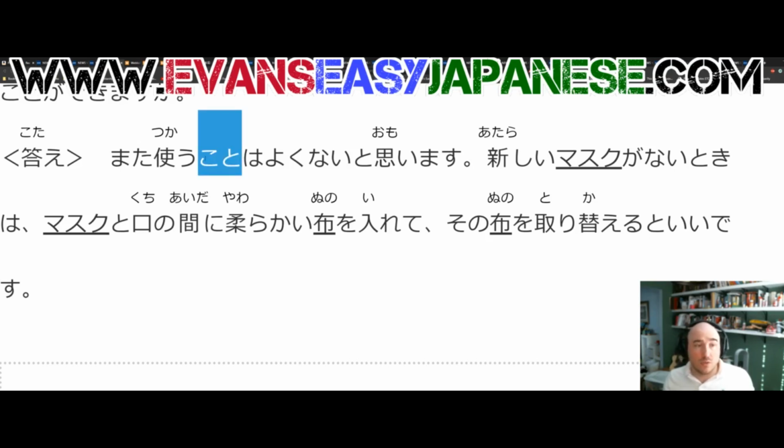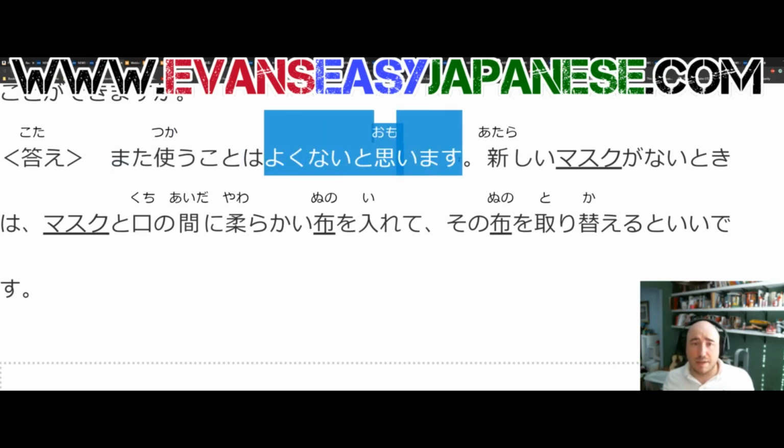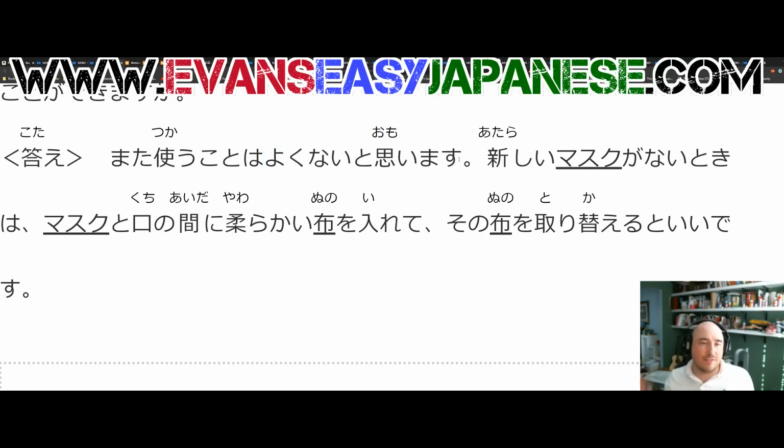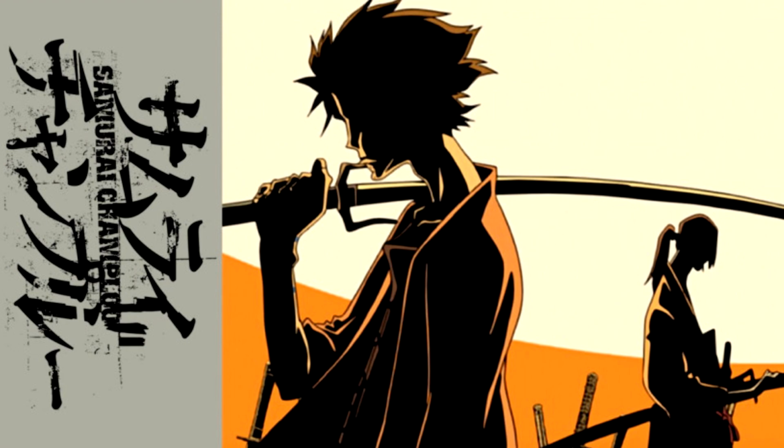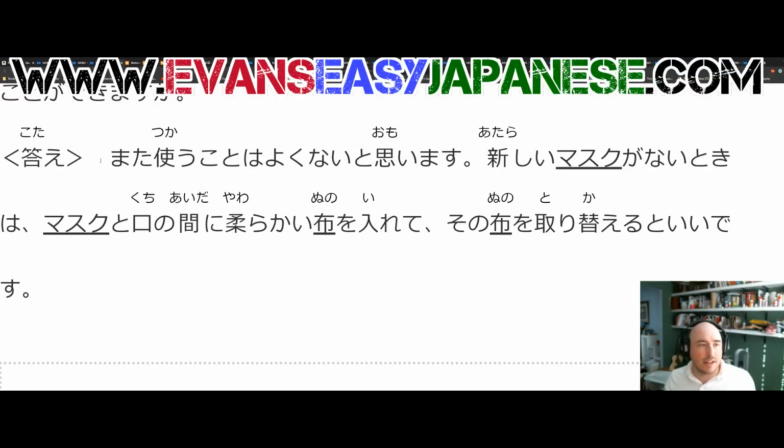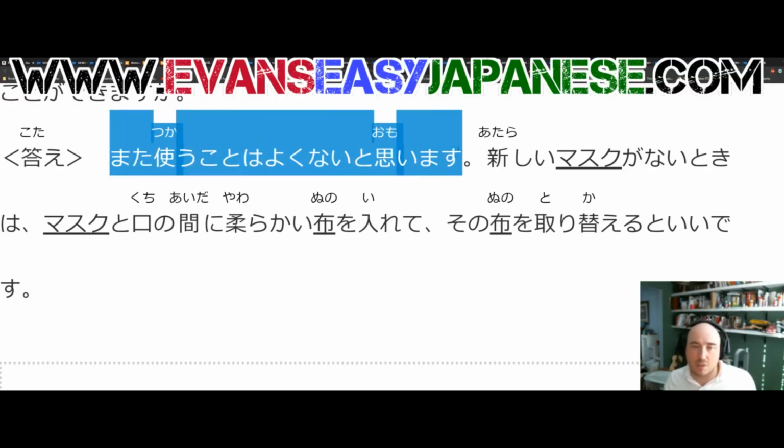So koto, we already learned, turns things into a noun. So 使う koto, use, will be turned into a noun via using. So using, again, the mask. So it's not said, but using the mask again is not good, と思います, I think. Japanese people just hate to say flat out facts of their opinion because samurais used to chop their head off if they pissed them off the wrong way. So it's best to be a little bit indirect. I don't think using a mask again is a good idea, is what she's saying.